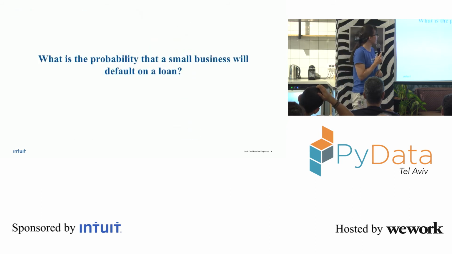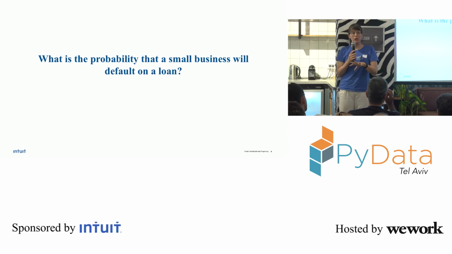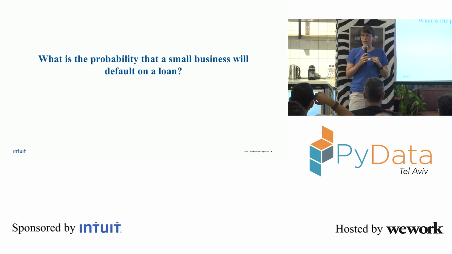One of the things we try to do is help our lending partners determine which of our customers are the most creditworthy. To do that, we're trying to predict whether a small business will default on a loan. And typically, when you're trying to do a prediction problem like this, in the old days, we used to build a single model.